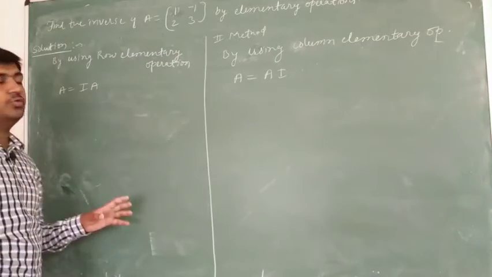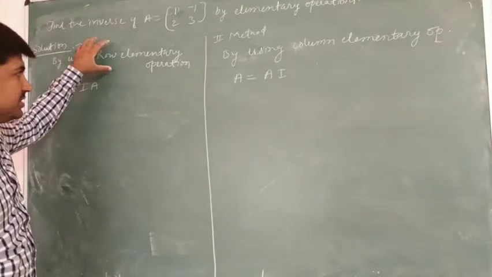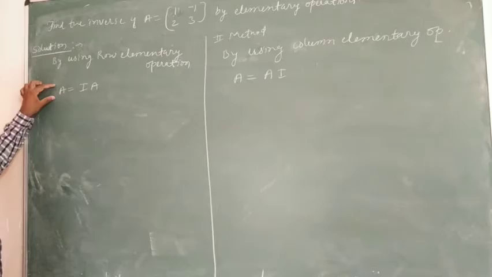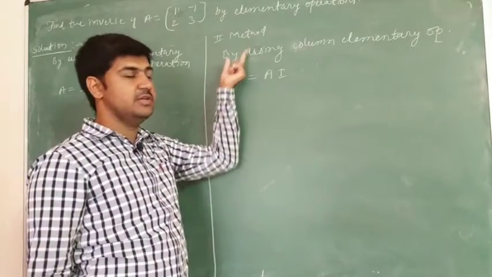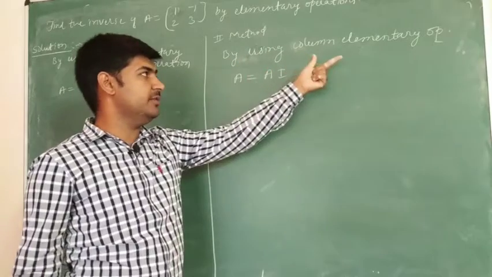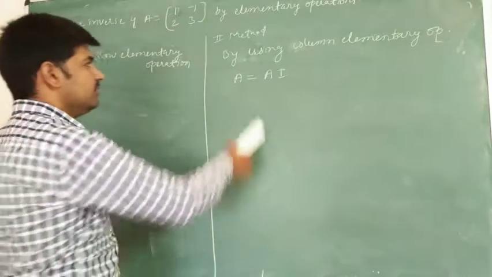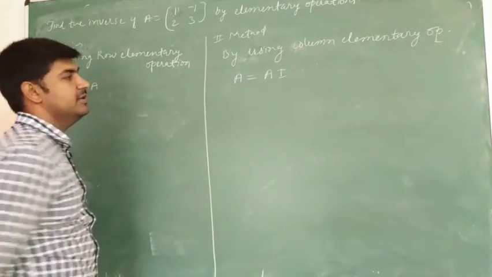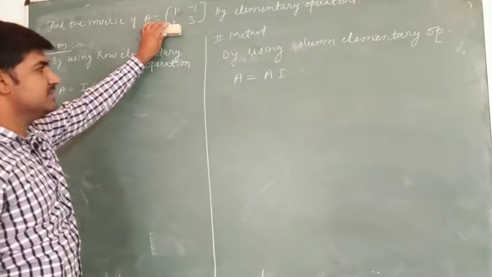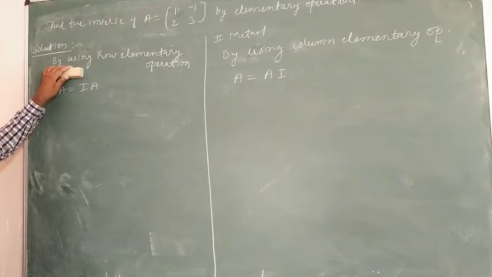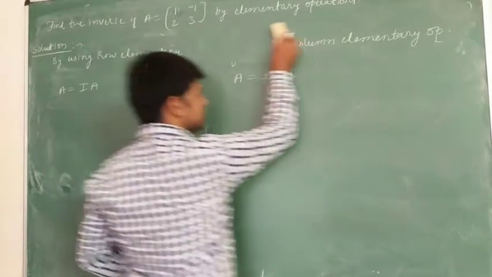Those who want to use a series of row elementary operations, write A as A is equal to IA. And if you want to use the second method, that is column elementary operations, then you write A as A is equal to AI. We will talk about this method in the later part of our video. Let us first find the inverse of this matrix using row elementary operations. So we will be using this method.